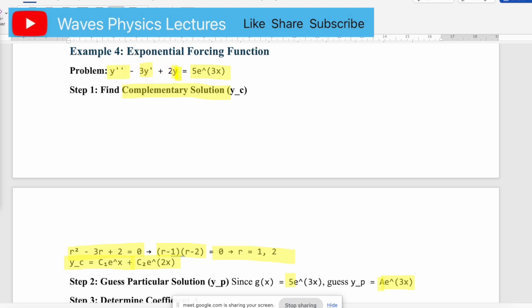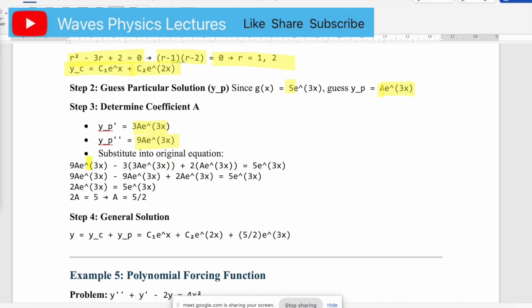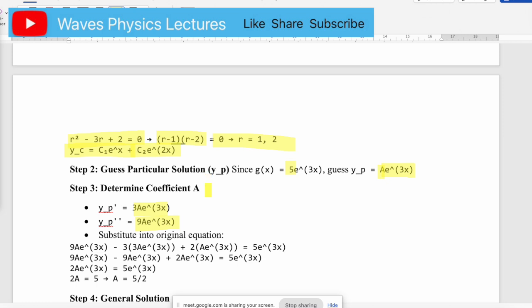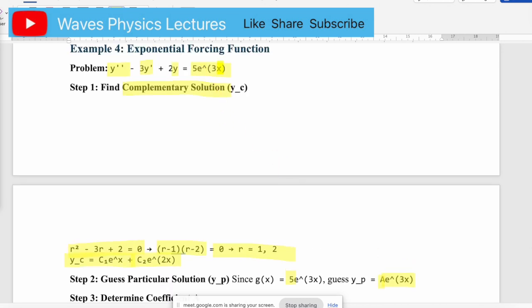Okay, we know everything now, we can replace it here. So we can take this as y double dash, this is our answer, minus 3 times y dash, plus 2 times y. So what is our y? y is a e to the power 3x, that is equal to this 5 e to the power 3x.